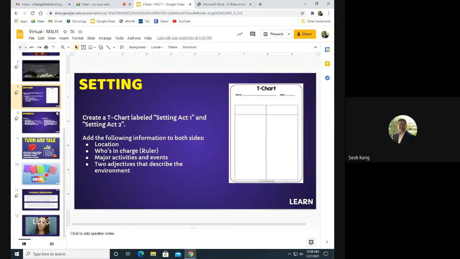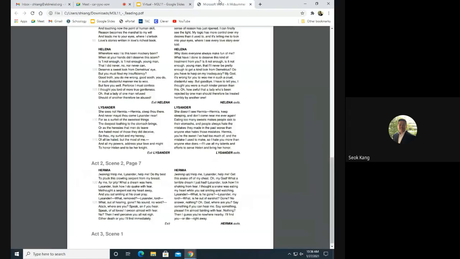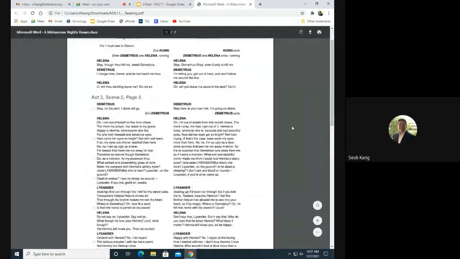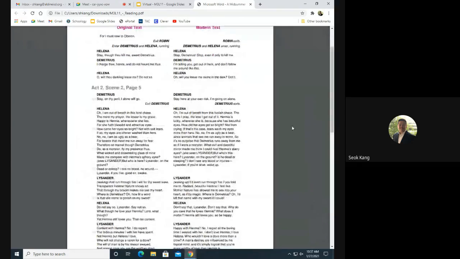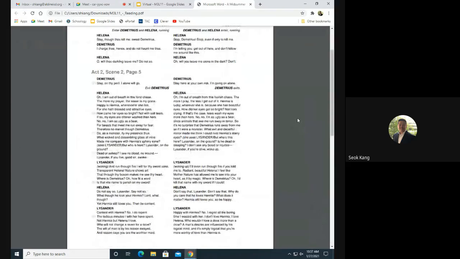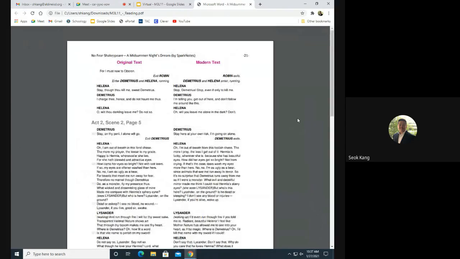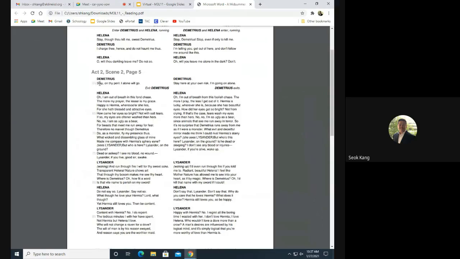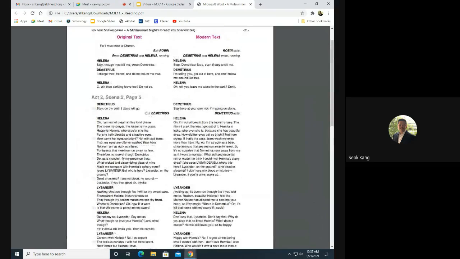So what is happening in Act 2, Scene 2? Helena and Demetrius fight quite a bit, right? They were fighting, and then Hermia and Lysander fight a little bit. And then the main part of this is Demetrius and Helena. They're sort of where Lysander and Hermia are sleeping.